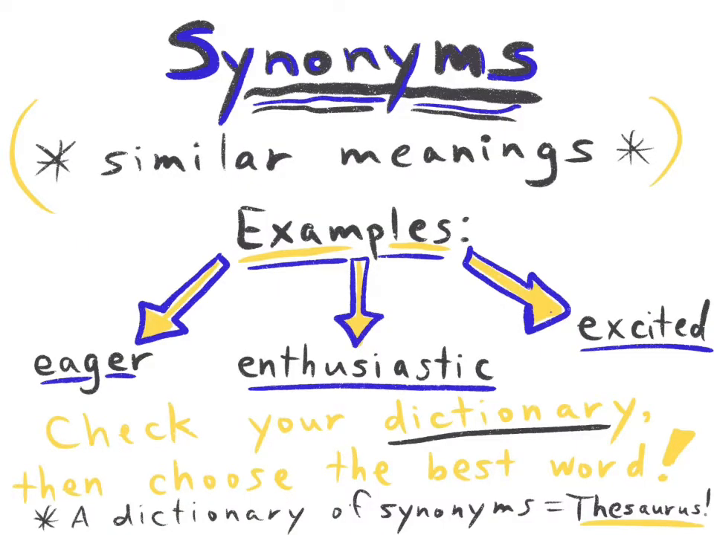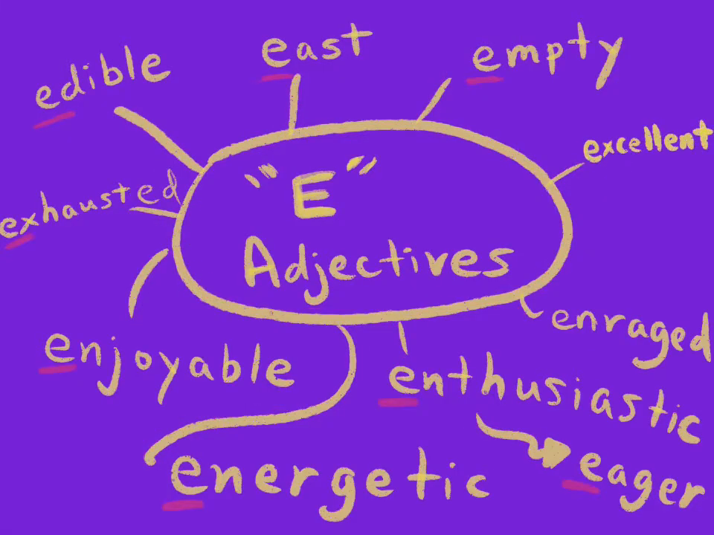Sometimes when we use adjectives, we need to choose among several that have similar meanings. Examples in this story are eager, enthusiastic, and excited. Check your dictionary, then choose the best word. A dictionary of synonyms is called a thesaurus. Here are a few other E adjectives.